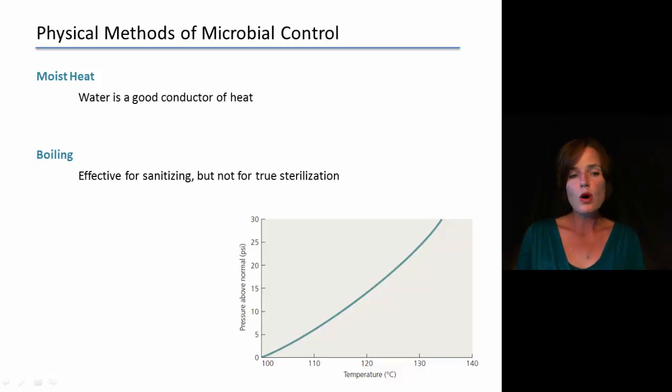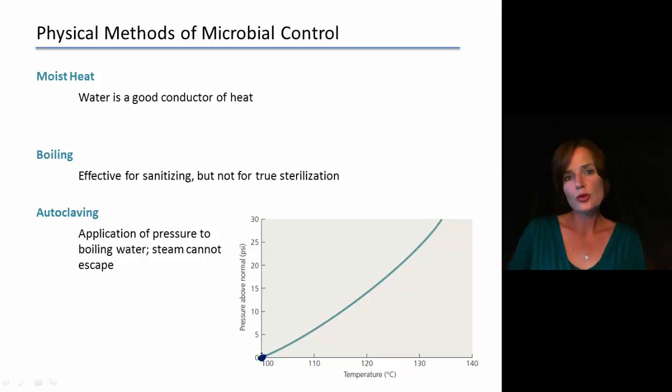Now, one of the reasons why this is not good for true sterilization is because boiling water has a set temperature. Boiling water at normal atmospheric pressure is going to be at 100 degrees Celsius. And so we can't really get higher than 100 degrees Celsius when we're boiling. If we want a higher temperature, we actually have to increase the pressure. You can see normal atmospheric pressure is right down here at 0, and that's where we have 100 degrees Celsius. So under normal boiling conditions, 100 degrees is as hot as we can get.